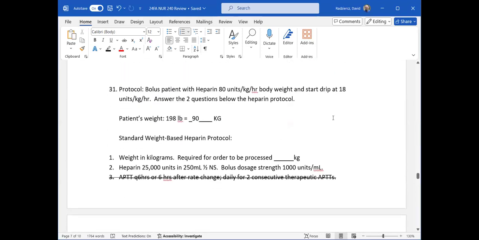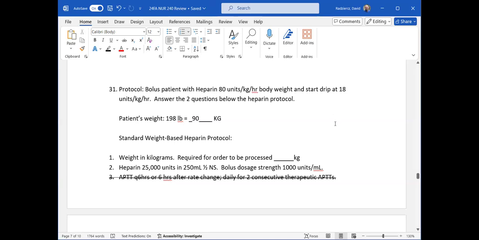Okay, so this is a weight-based calculation, doing a heparin protocol where we take the patient's weight in pounds and convert it to kilograms. In this scenario, the patient's weight is 198 pounds, and I just wanted to make sure that it is 90. So 198 divided by 2.2 is 90 kilograms.